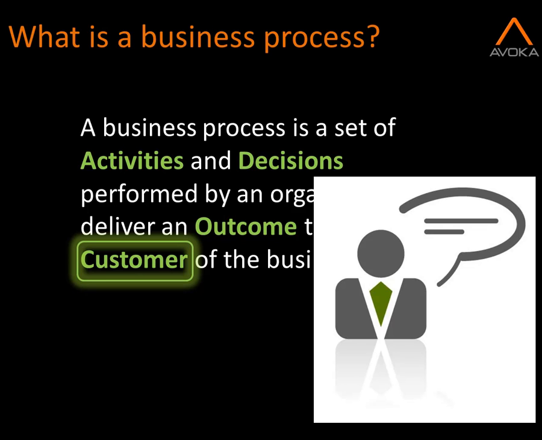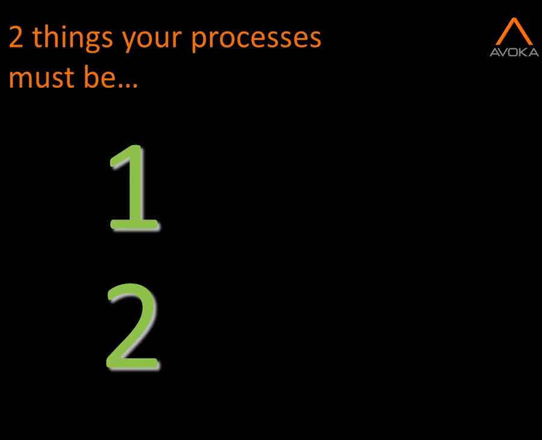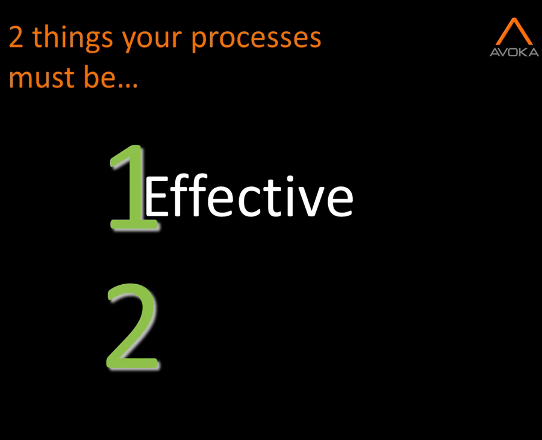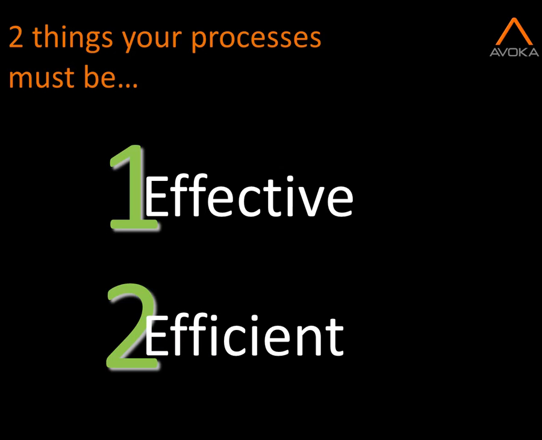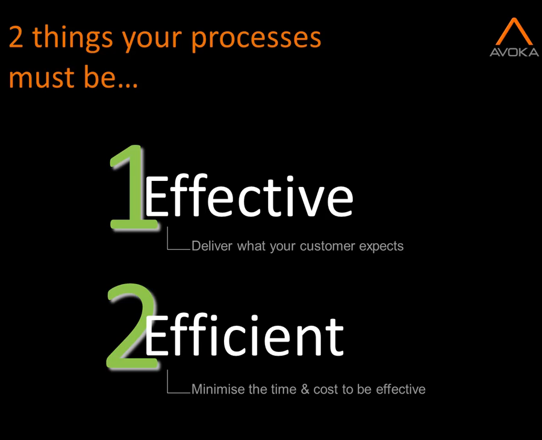So once you understand what a business process is, and you can define your own specific business processes, what next? Well, when considering business processes, every organization should strive to achieve two things: effective and efficient business processes. Effective means your business process is delivering the outcome the customer of that process expects. That doesn't mean they always get the answer they'd like. Claims don't always get approved, but the process should deliver an approved or rejected outcome. Efficient means your business process minimizes the time and cost required to be effective.